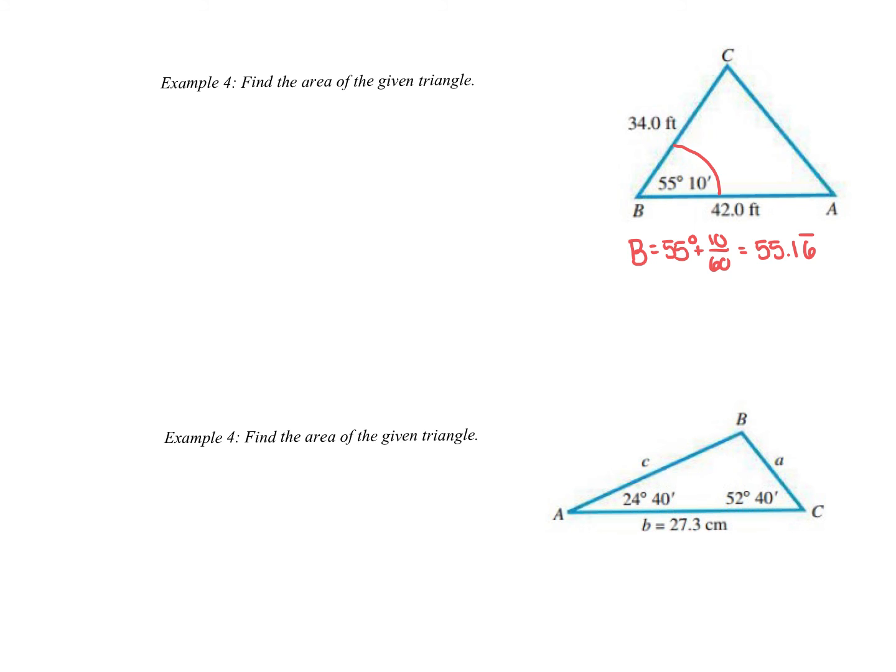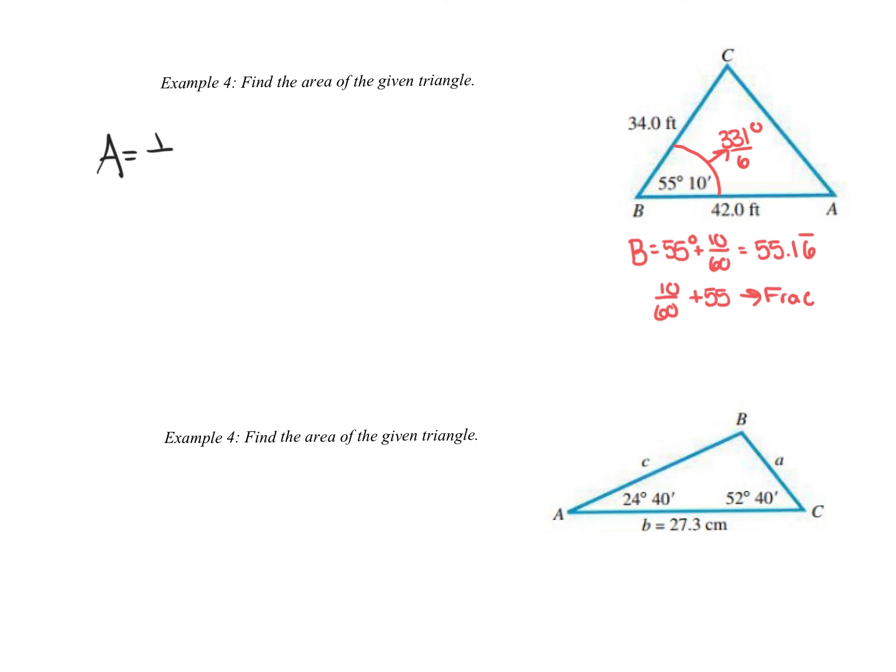So you can use your calculator. If you do 10 over 60 and get the decimal, and then do plus 55, and tell your calculator to take whatever decimal it gives you and turn it into a fraction, it will tell you, without rounding a single thing, that this is the same thing as 331 over 6 degrees. So now I don't have to round anything. So now I can do my area formula.